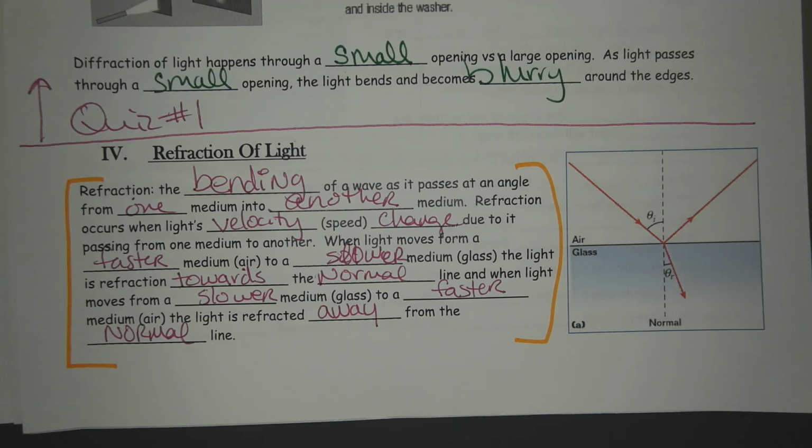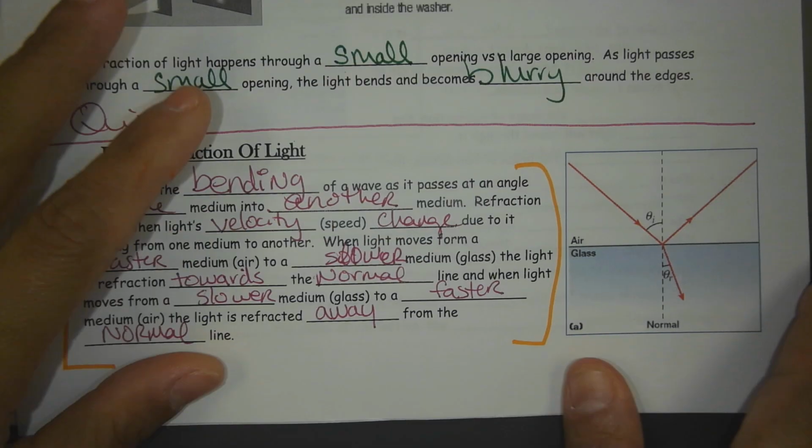No, those are two different mediums. One is faster and one is going to be slower. Why? Because the density is different, okay? That's the reason why one is faster and one is slower. All righty, turning the page.